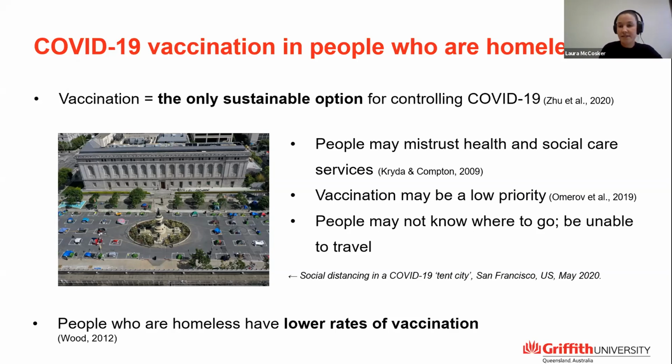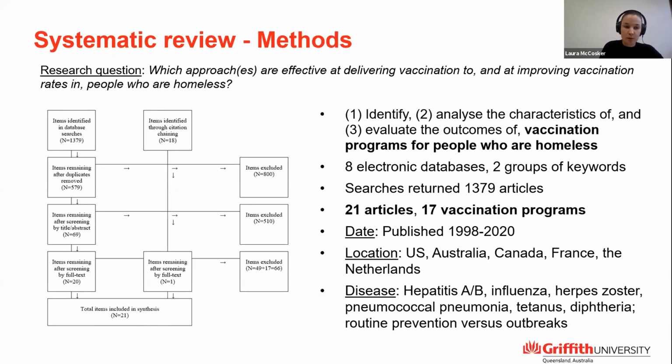Where people who are homeless have immediate and urgent health and social needs, preventive vaccination may simply be a low priority. Also, people may not know where to go to be vaccinated if they don't receive public health messaging, or they may not have the means to travel to a vaccination program. So as a result, in comparison to the general population, it's generally accepted that people who are homeless have lower rates of vaccination. So we set out to conduct a systematic review to answer the research question: which approaches are effective at delivering vaccination to and at improving vaccination rates in people who are homeless?